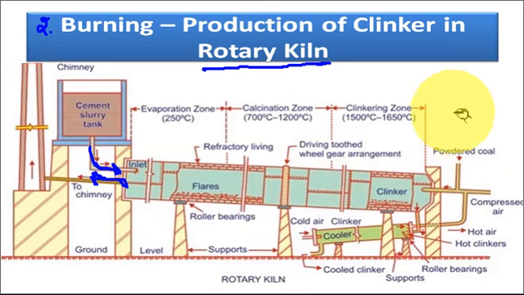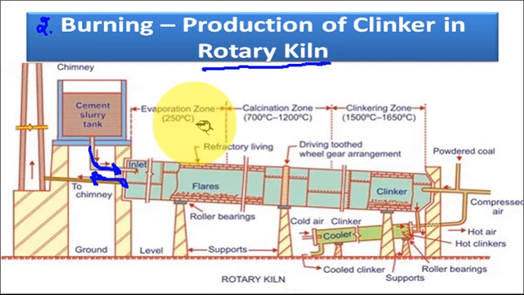Therefore, since the burning is carried out at the lower end, that is why the temperature is maximum at the lower end and minimum at the upper end. So, at the lower end, the temperature is maximum, up to 1500 to 1650 degrees centigrade, while at the upper end, the temperature ranges only around 250 degrees centigrade.